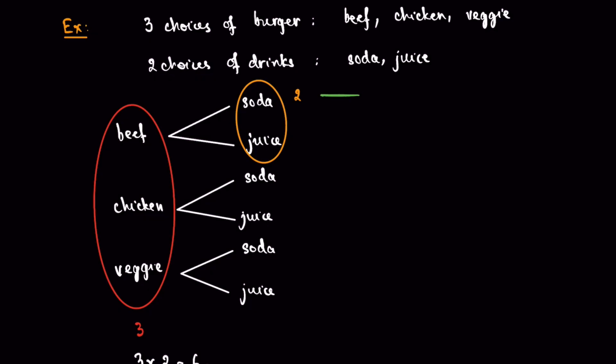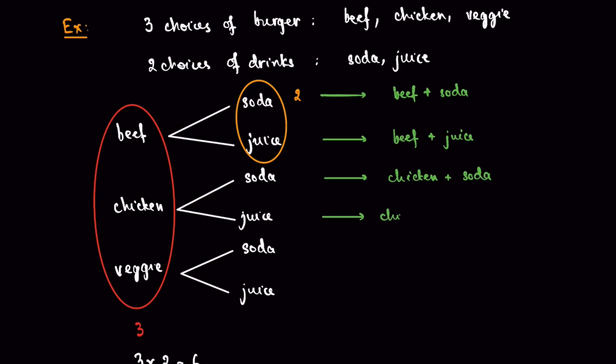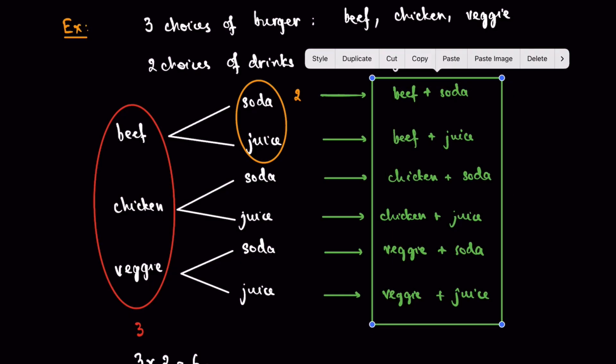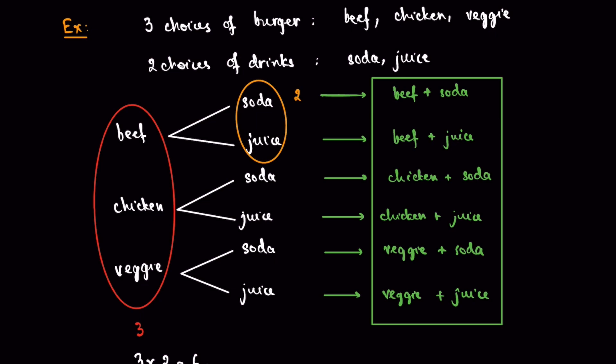If you choose beef, then go with soda. You have beef plus soda. If you go with beef and then juice, you have a meal of beef plus juice. Then chicken plus soda, chicken plus juice. Then veggie plus soda. Then veggie plus juice. And altogether, as you can see, there are 6 possible meals that you can generate from this event.